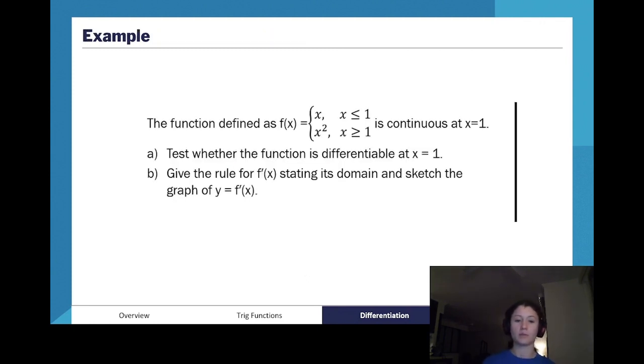As an example here, we are given a function and we need to test whether the function is differentiable at x equals 1, then give the rule for the derivative of x stating its domain, and sketch the graph of the derivative of x. I'm not going to go through this one just now because we only have a few minutes left, but I really would recommend you have a go at this when you download the slides.